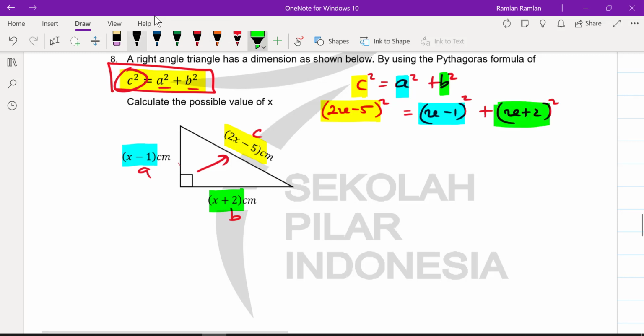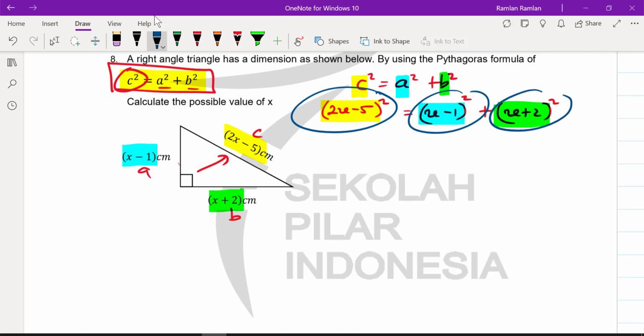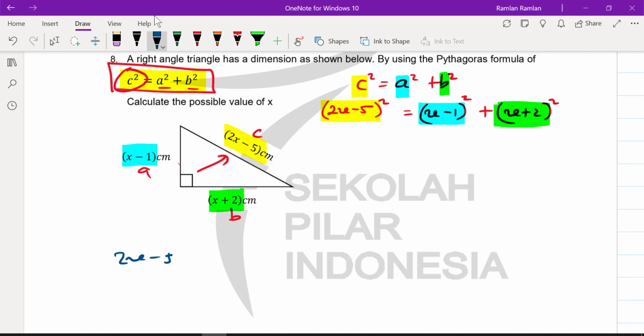Now, the next thing that we need to do is to open the brackets, right? So open this bracket, and open this bracket. What you need to understand, guys, is that if I say 2x minus 5 squared, that is not 4x squared minus 25. No.